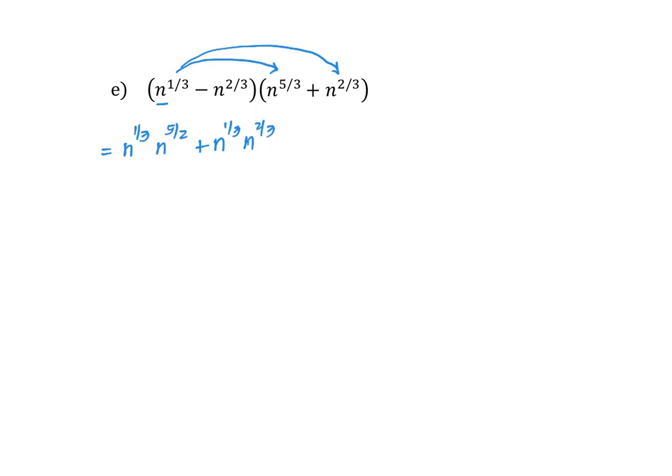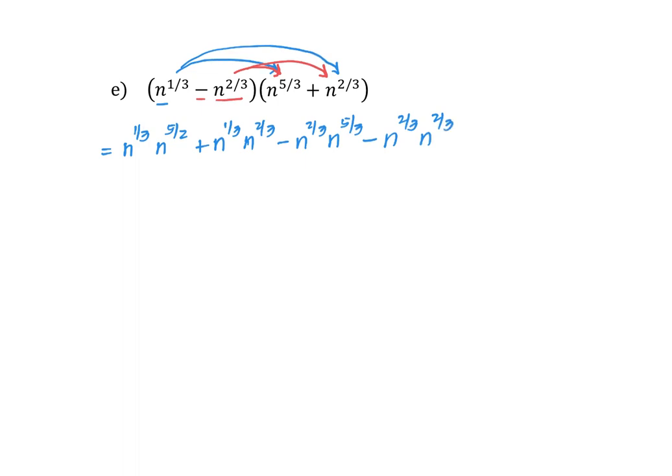Now let's go ahead and distribute the negative, right? There's a negative here, n to the 2/3. So that's going to go to the n to the 5/3 and then n to the 2/3. That's going to be a minus n to the 2/3 times n to the 5/3 minus n to the 2/3 times n to the 2/3. I got rid of the parentheses.